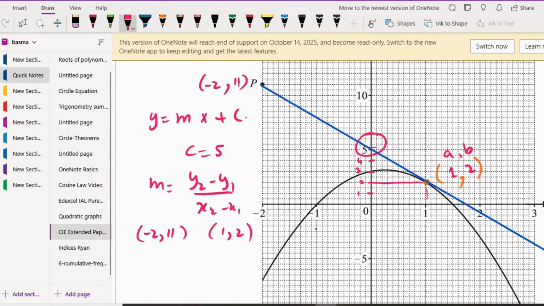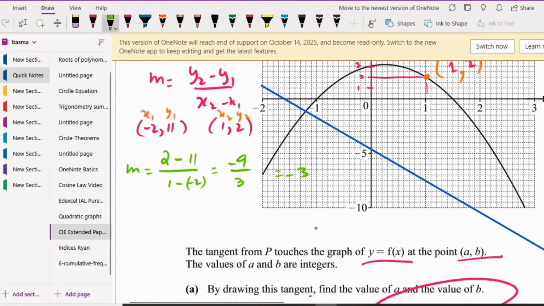So y2 minus y1. Here you can take your x1 and y1 as the first point and x2 and y2 as the other point. So now you do y2 minus y1, so 2 minus 11 over x2, which is 1, minus x1, which is minus 2. So 2 minus 11 is minus 9 and 1 minus minus 2 will be 3. So minus 9 over 3 will be minus 3. So you have the m as minus 3 and c.